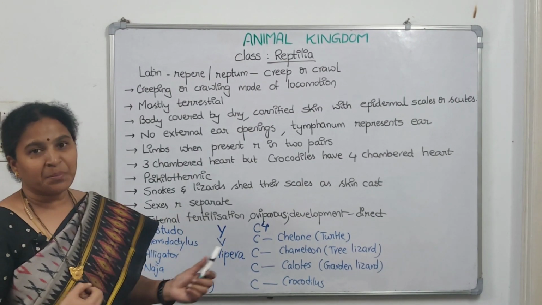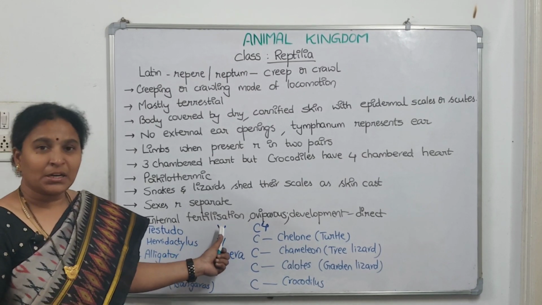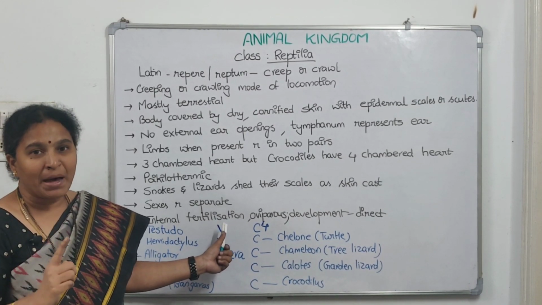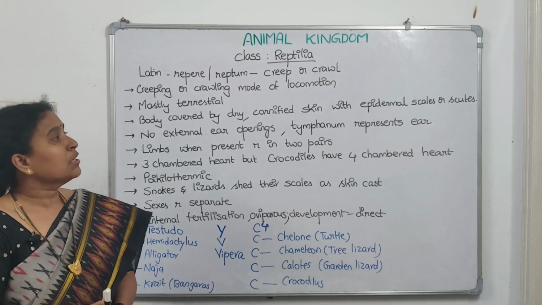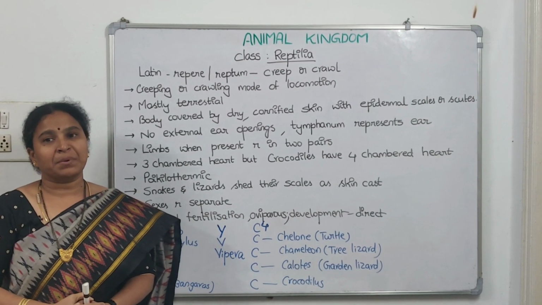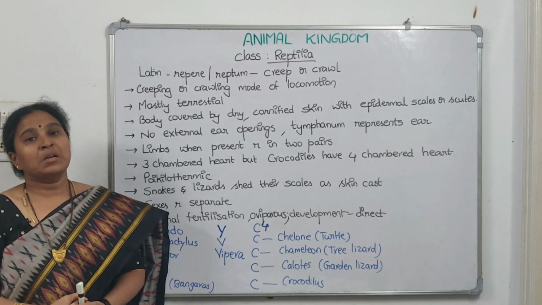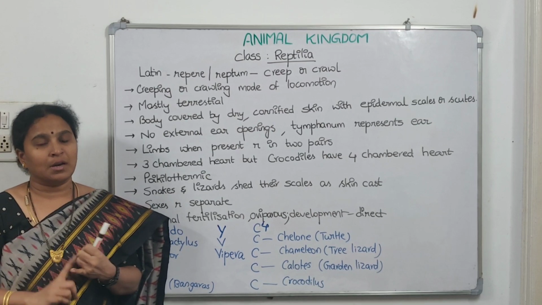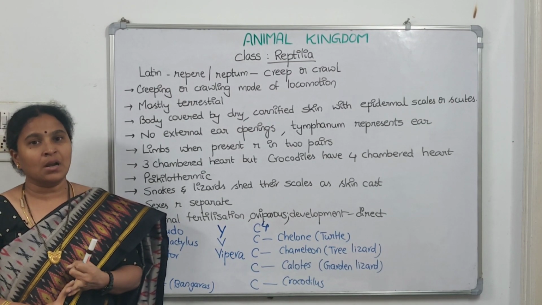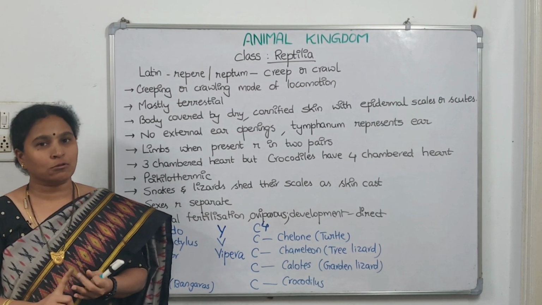Sexes are separate, males and females are separate. Fertilization is internal, they are oviparous, and development is direct. So these are the characters. Let's quickly revise it. The word Reptilia is derived from the Latin word repte or reptum, meaning crawling or creeping, so they have a crawling or creeping mode of locomotion. They are mostly terrestrial. Skin is dry, cornified, with epidermal scales or scutes.